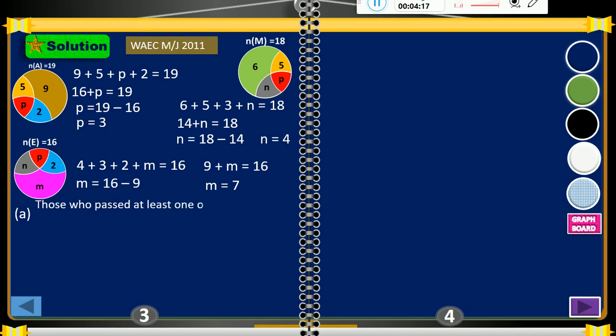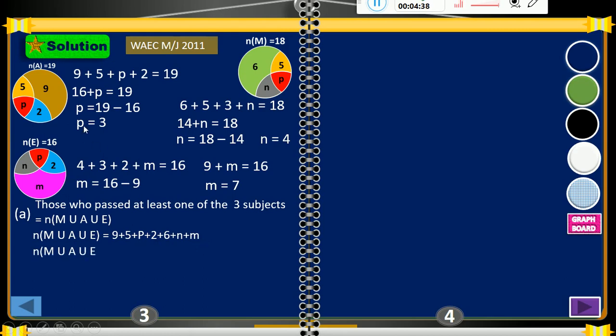Those who passed at least one of the subjects is given by the union of the 3 sets. And the union of the 3 sets is given by 9 plus 5 plus P plus 2 plus 6 plus M plus N. And remember, I have gotten the value of P, the value of N, and the value of M. So we now substitute into this equation. And adding everything, we are going to have 36.